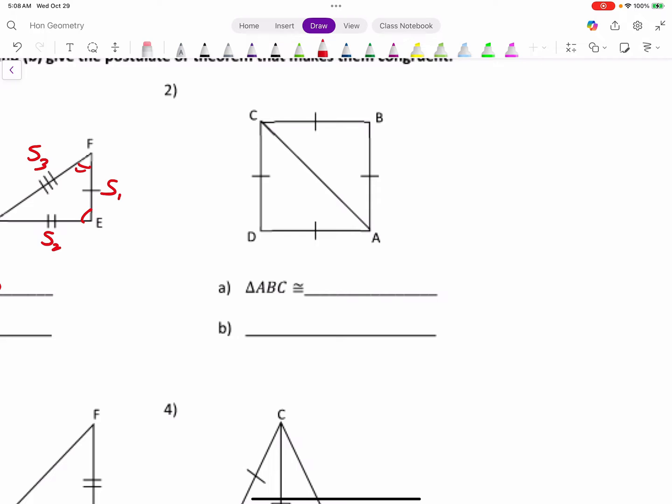There's going to be sides that are congruent to themselves. So like this side is congruent to itself, and it's in both triangles. So you've got a side matching another side. Here's a side that matches another side. Here's a side that matches the other side. So it's going to be side, side, side.